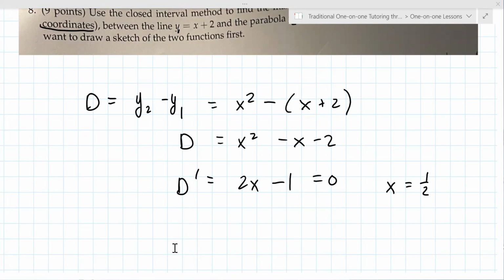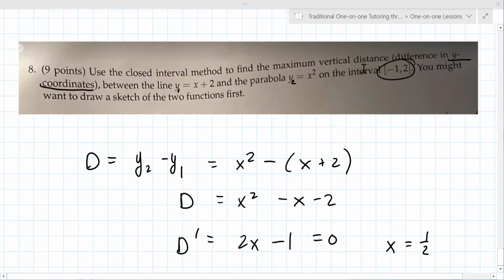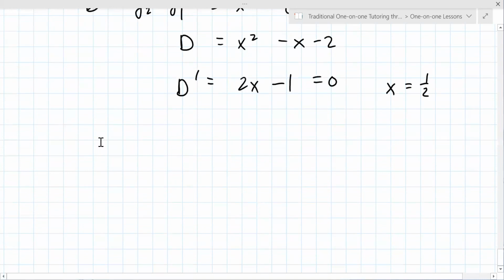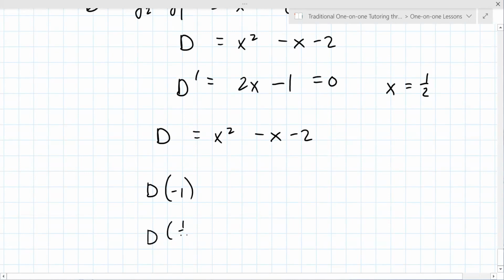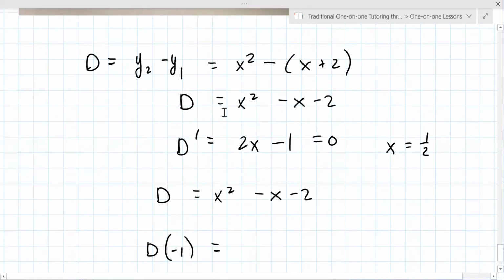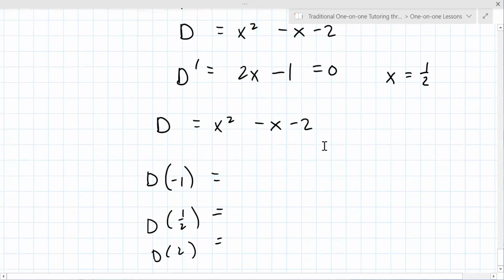All right, so now the reason you're using the closed interval approach is because you have to test the original function, this one up here, actually we use this line right here. And we test the endpoints and then the critical points. So we want to find d of minus 1, d of 1/2, and d of 2. And whichever one is the biggest, yeah, the biggest is the winner.